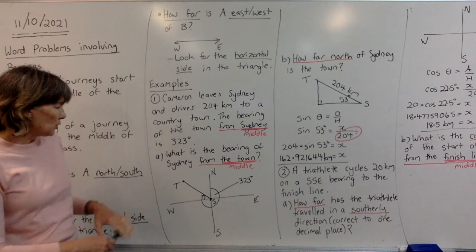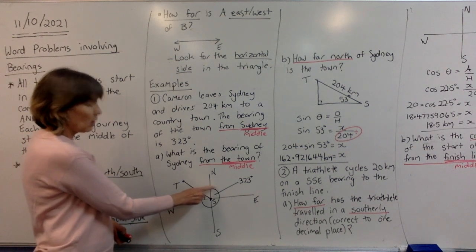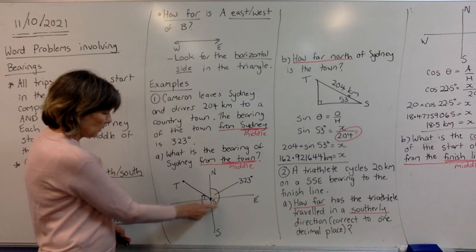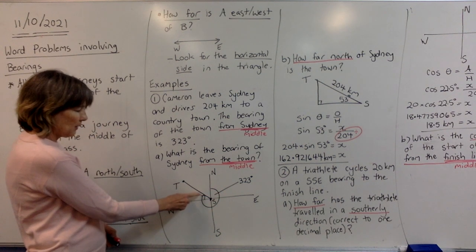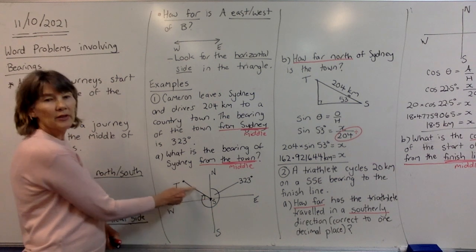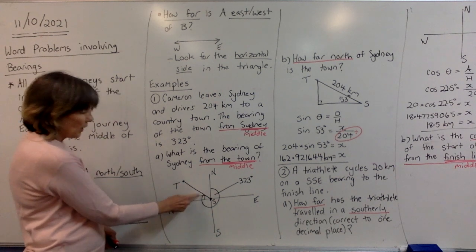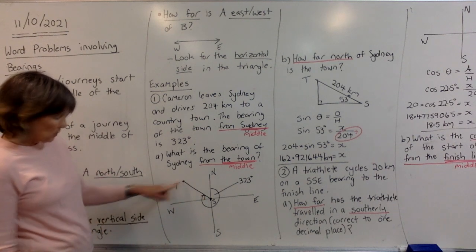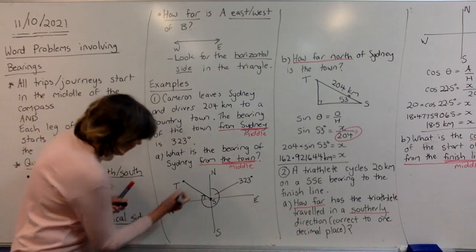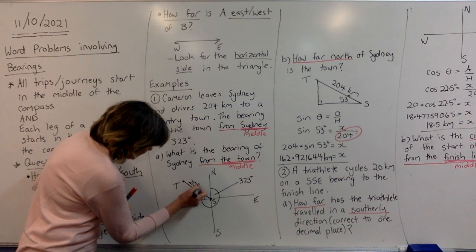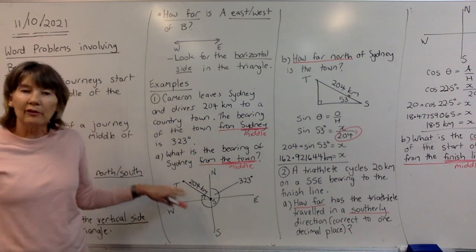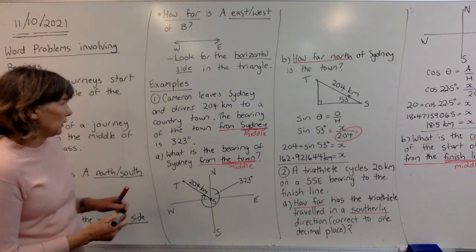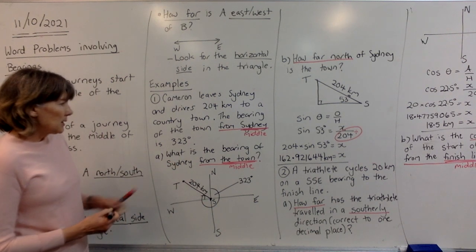So he's going 323 degrees. We go north, clockwise through 323 degrees. So we go 90, 180, 270, a bit further. So he drives off in this direction. There's your 323 degree bearing. He drives off in that direction and he drives for 204 kilometres. So always do your bearing first, so you're pointing in the right direction, and then draw the line and put the distance on. Now he ends up at a country town.